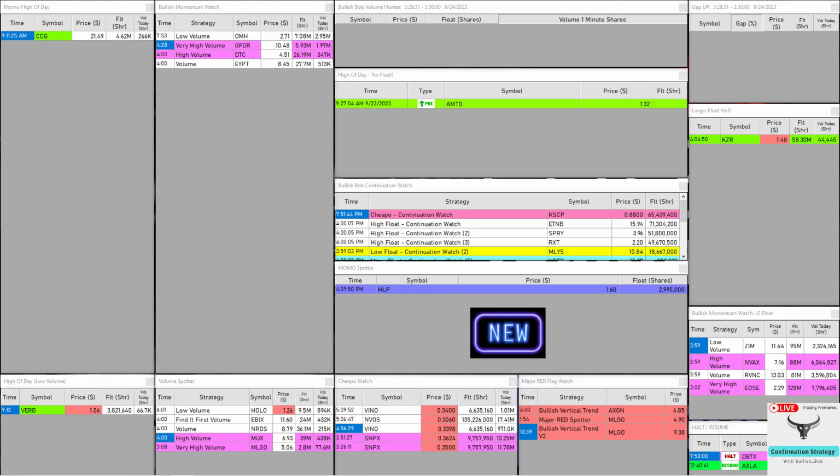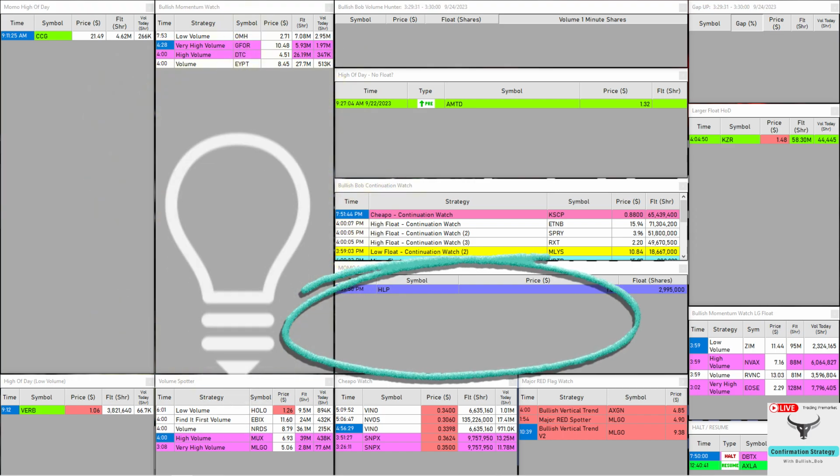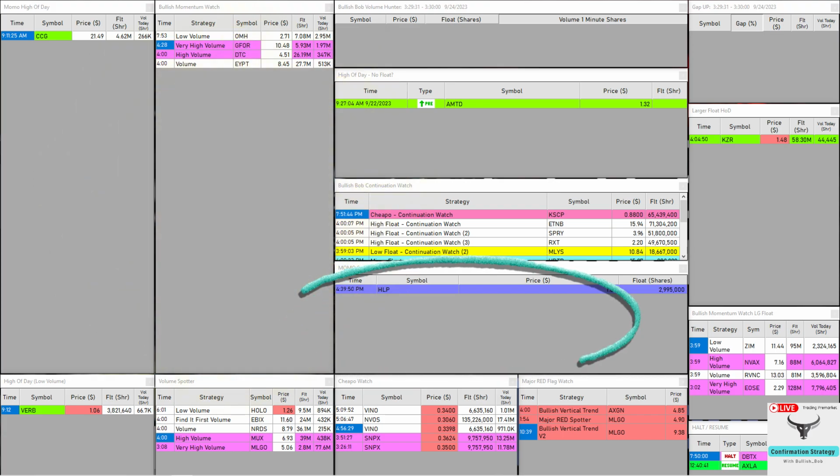This is a new scanner that I have in my pre-market layout listed as the Momo Spotter. This is looking for momentum. Very similar to our other momentum scans, except this will only give a single alert. What's great about this scanner here is when we have multiple alerts at the same time, this one will notify me which one is higher priority.